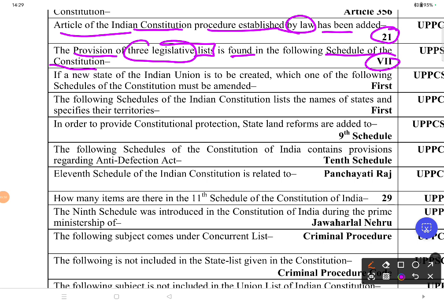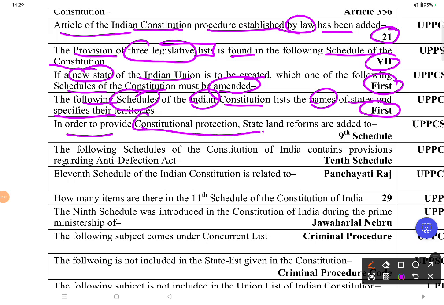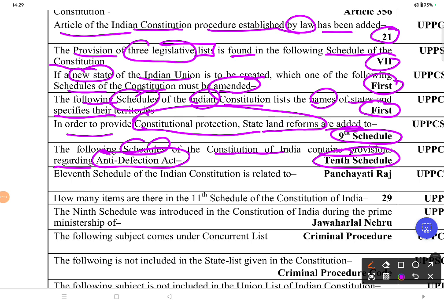The provision of 3 legislative lists is found in the following schedule of the Constitution, that is the 7th schedule. If a new state of the Indian Union is to be created, which one of the following schedules of the Constitution must be amended? First. The following schedule of the Indian Constitution lists the names of states and specifies their territories, that is the first. In order to provide constitutional protection, state land reforms are added to the 9th schedule.